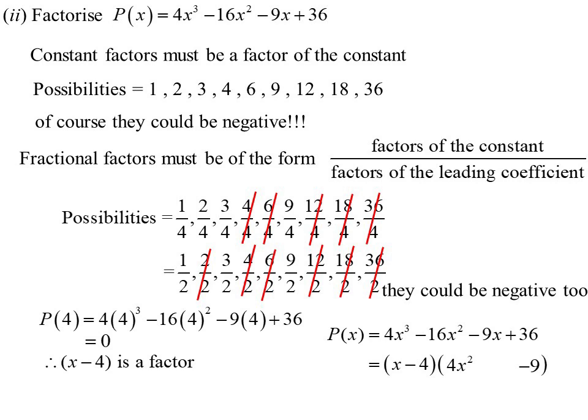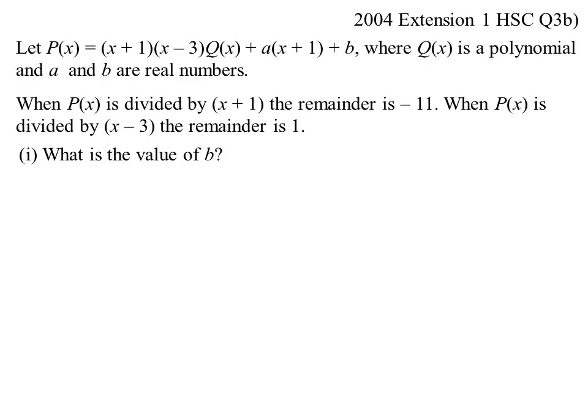If you don't believe me, you could try it with the x squareds as well and say, well, what have I got at this stage? Well, minus 4 times 4x squared, that is minus 16x squared, yeah. Okay. But of course, 4x squared minus 9 factorises, and we get x minus 4, 2x plus 3, 2x minus 3.